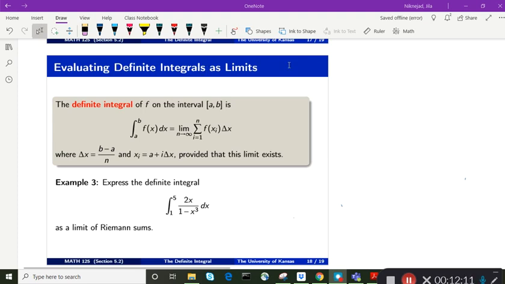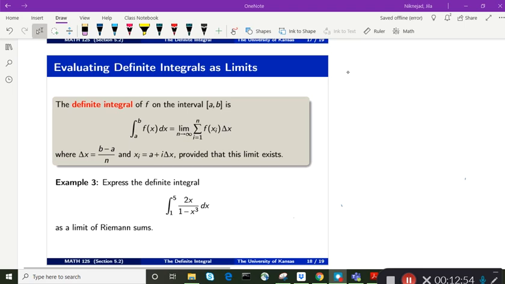Evaluating definite integral as limits. The definite integral of f on the interval a and b is the integral from a to b of f of x dx, and it's equal to the limit as n goes to infinity of the sigma i equal to 1 to n of f of xi delta x, where delta x is equal to (b minus a) over n, and xi is equal to a plus i delta x. Now, let's evaluate this, and let's convert this integral into that summation notation.